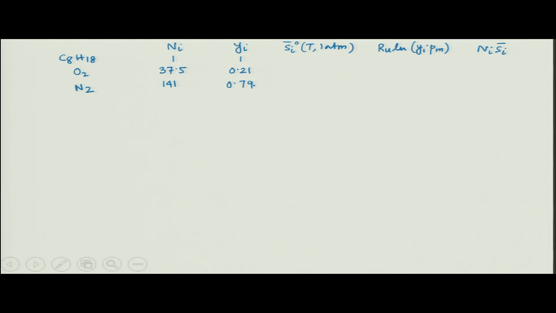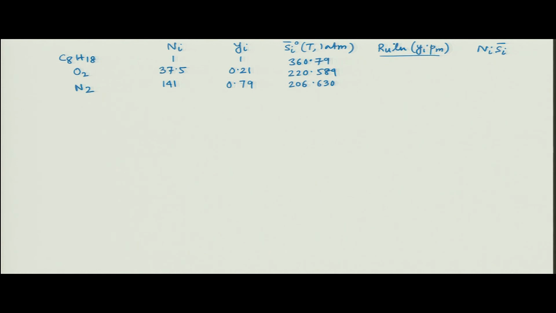Now from the table you can find the entropy of these species at 1 atmospheric pressure and the temperature that is given. For octane, entering at 25 degrees centigrade, the entropy from the table you will find as 360.79 kilojoule per kg Kelvin. For oxygen it will be 220.589, and for nitrogen the value is 206.63. Now you can calculate this parameter.